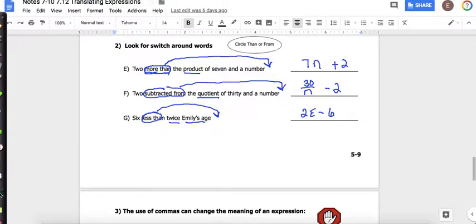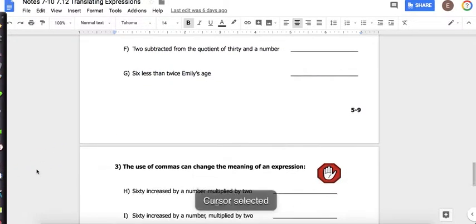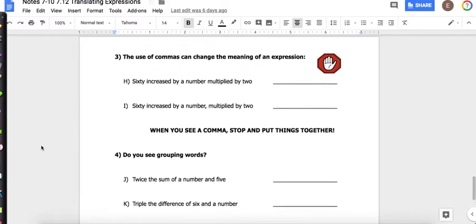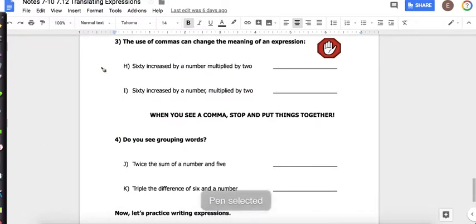Okay, let's look at the last page. It says the use of commas can change the meaning of an expression. So it says 60 increased by a number multiplied by 2. Increased by means add, so 60 plus a number multiplied by 2. Now, I know the number comes first, so yes, use n2, but we don't write n2. We always put the number in front of the letter, so that's 2n.